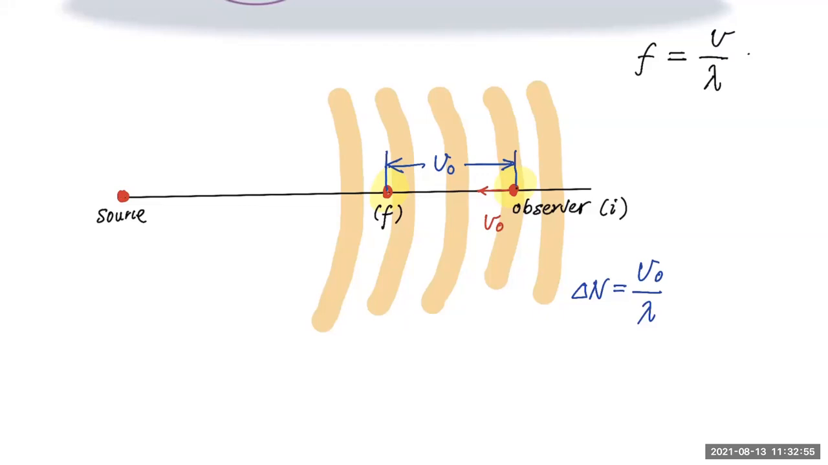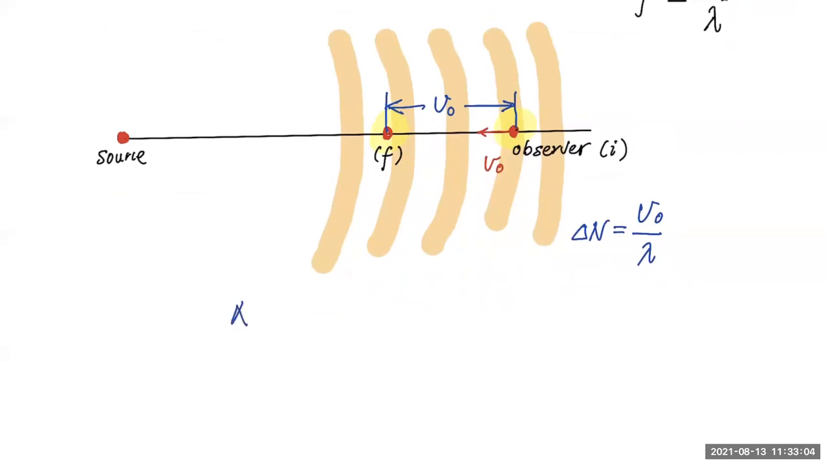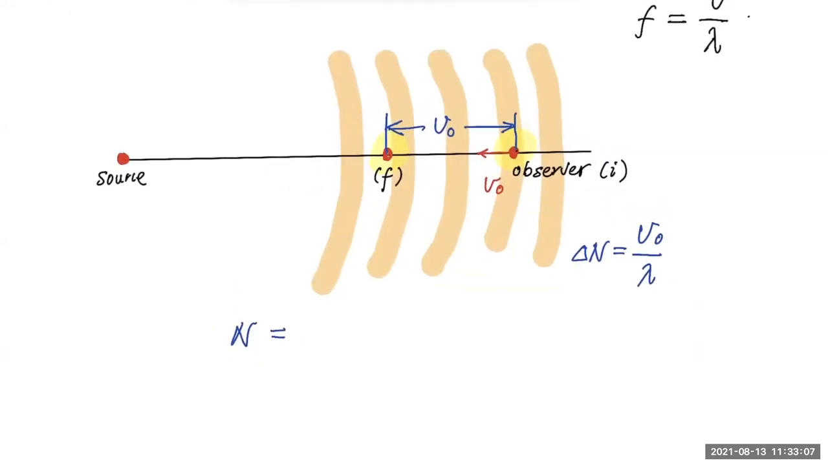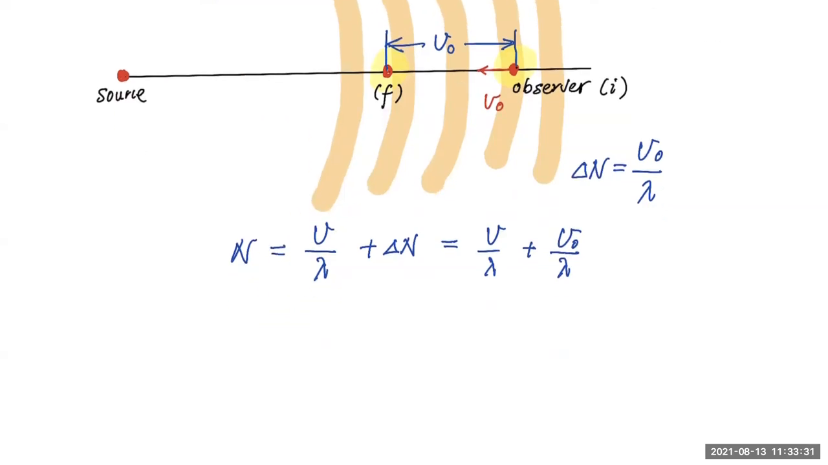So what is the total? What is the total number of wavelengths that his ears can intercept during that unit time? That would be n equals the original number, which is V over lambda, plus the new number delta n. Okay, and that is V over lambda plus V observer over lambda. Here V is the speed of sound. Again, what is n? n is the number of wavelengths his ears intercept per unit time. And by definition, isn't this the frequency? That's just the frequency, the number of wavelengths his ears register per second as he moves towards the source.